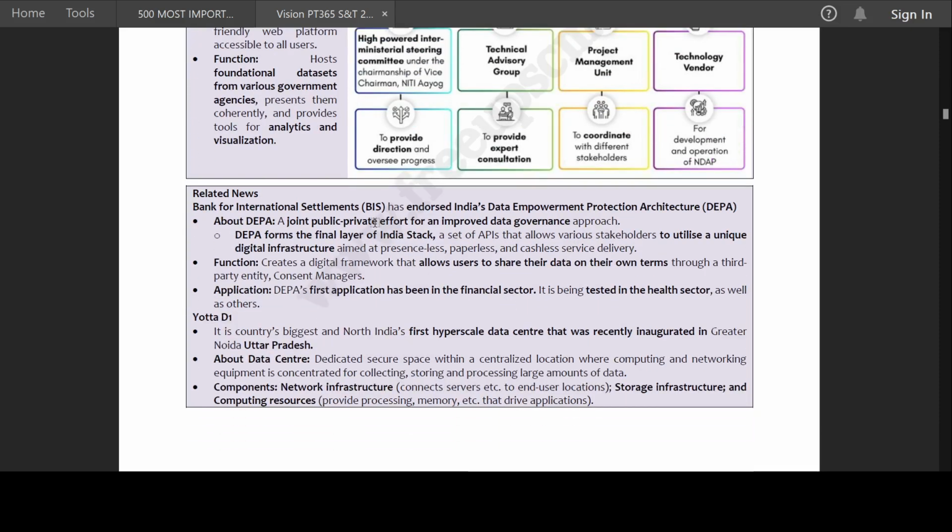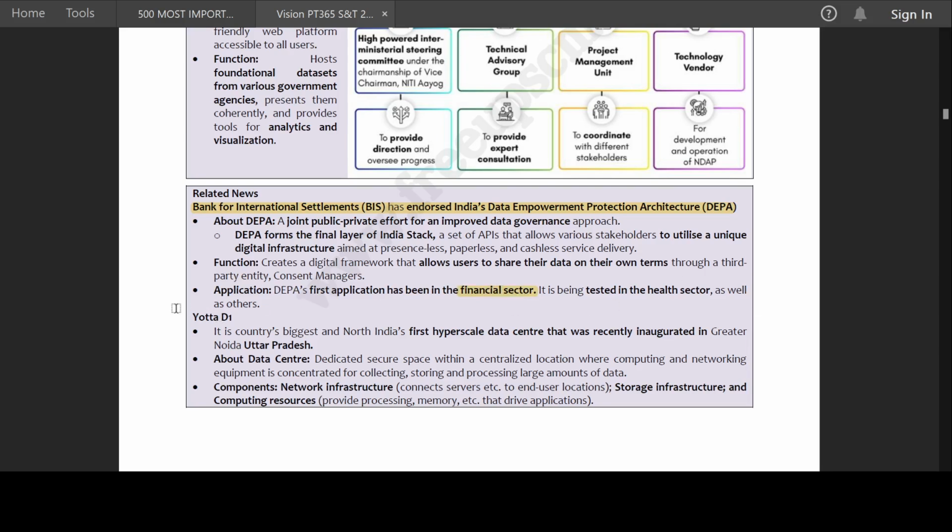The Bank for International Settlements, BIS, has endorsed India's Data Empowerment and Protection Architecture, DEPA. DEPA is a joint public-private effort for an improved data governance approach. DEPA forms the final layer of India Stack to utilize a unique digital infrastructure, allowing users to share their data on their own terms through a third-party entity, consent managers. DEPA's first application has been in the financial sector. It is being tested in the health sector as well.